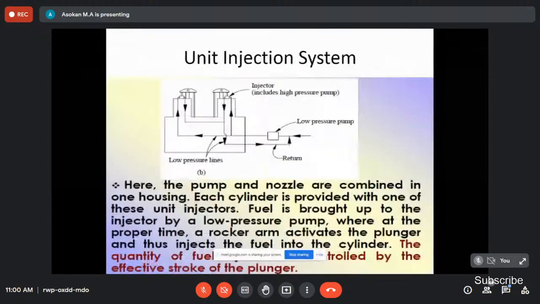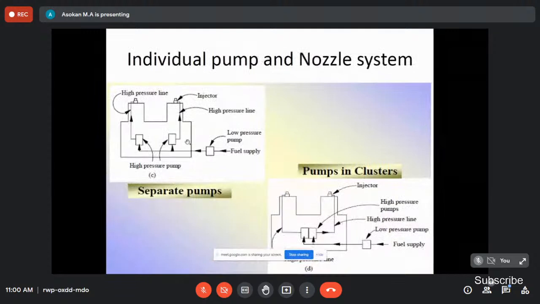And this is an individual pump system. In the previous case, the injector pump is located very near to the injector, but in this case, the fuel pump is located far away from the injector. Right? Separate pumps, the pumps in a cluster. Both pumps are connected at the same place. So based on the situation, we can use different types of pumps.